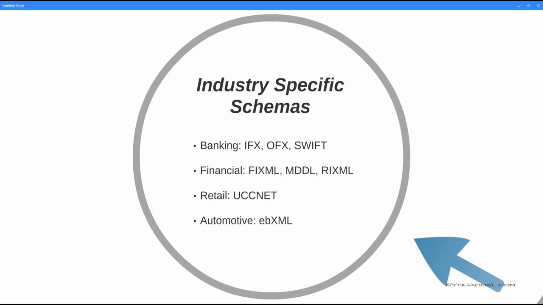Some examples include the IFX, OFX, Swift, and Spark schema used throughout the banking industry, FIXML, MDDL, and RIXML used in the financial markets, UCCNet used in the retail industry, and EBXML used in the automotive industry.